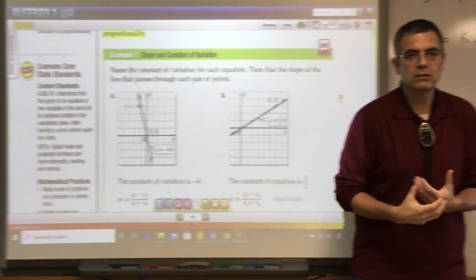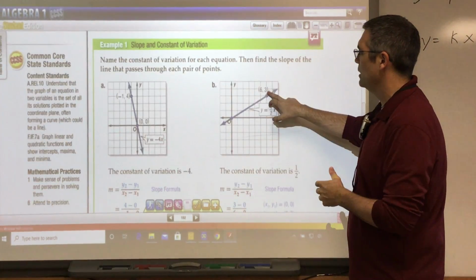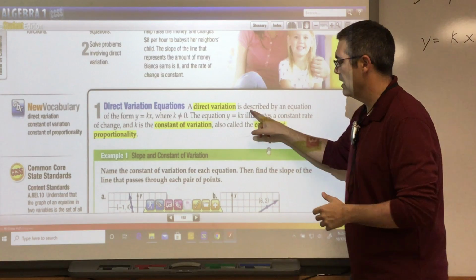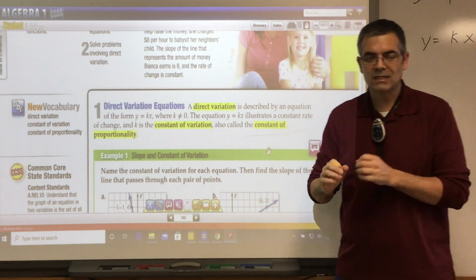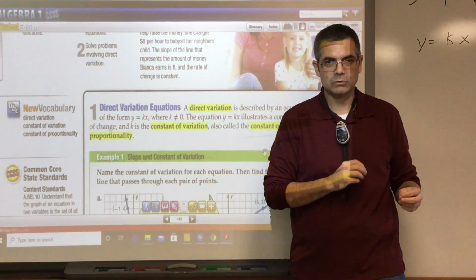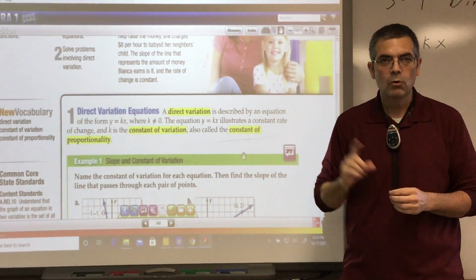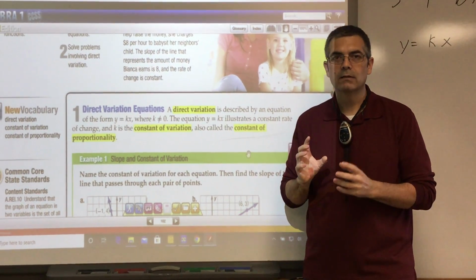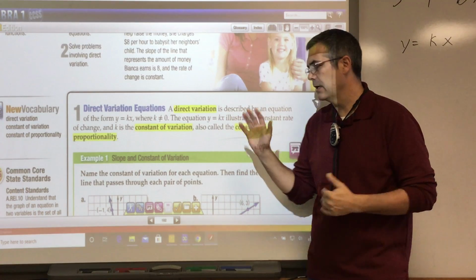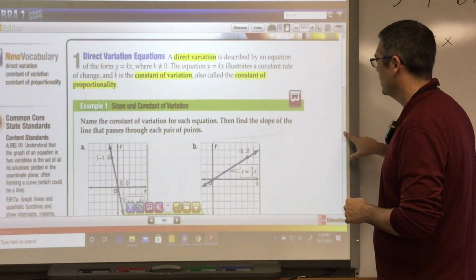This is what you really need to notice. When we're talking about a direct variation, what that means is that this is proportional. It goes through 0, 0. If it goes through 0, 0, you already have 1 point for your line, okay? So that's what you're looking at.